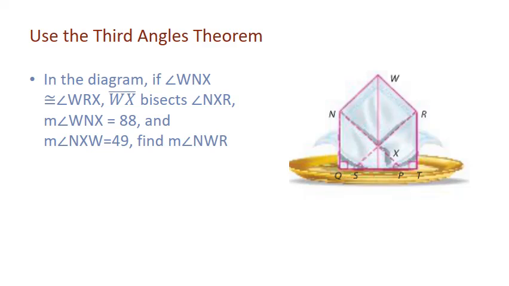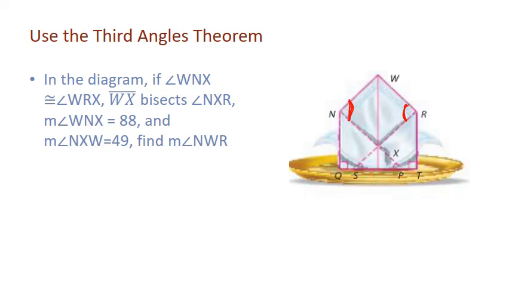In the diagram, if angle WNX, let's see here, we'll do this in this color, WNX, this angle right here, is congruent with WRX, that'd be this angle right here. So angle N and angle R are congruent. We're given that. And WX bisects angle NXR.